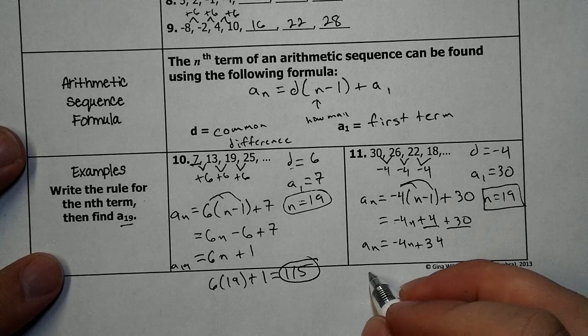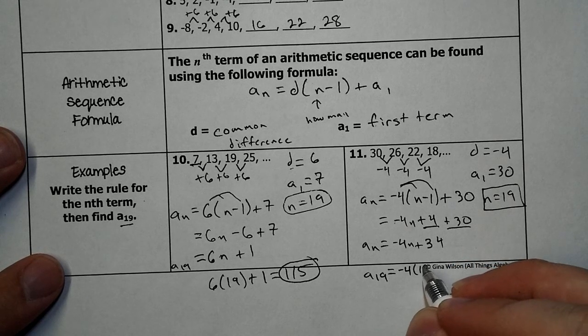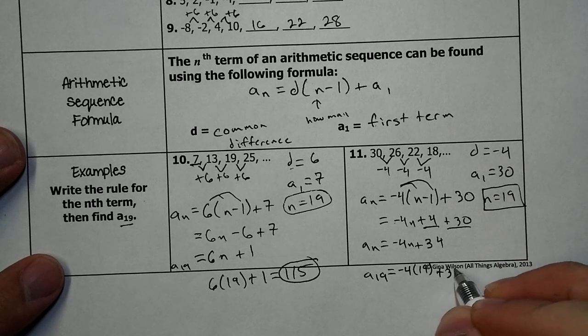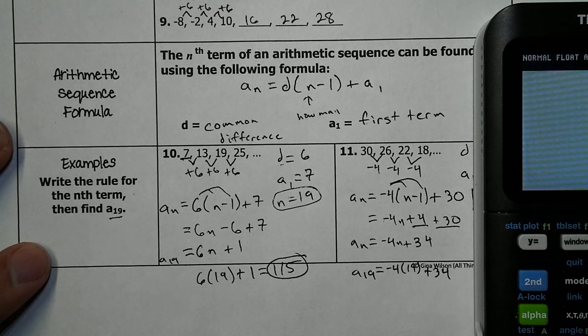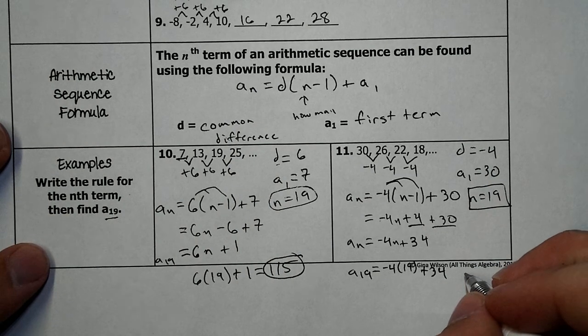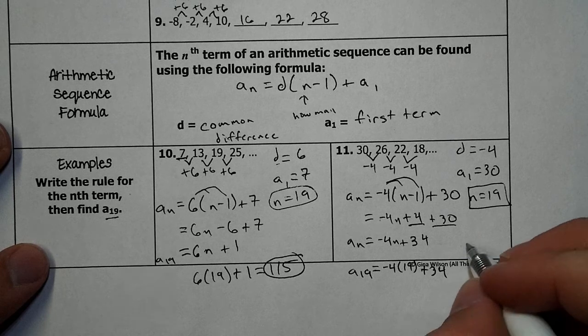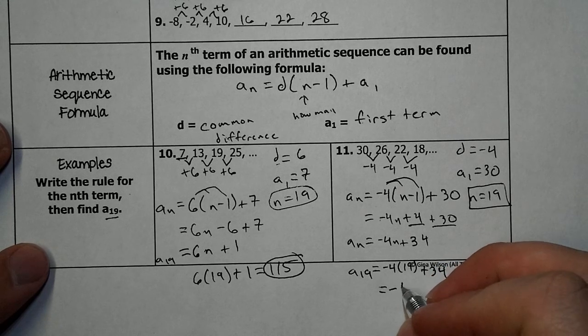So, a sub 19 will be equal to negative 4 times 19 plus 34. So negative 4 times 19 plus 34, and I got negative 42. So the 19th term in the sequence would be negative 42.